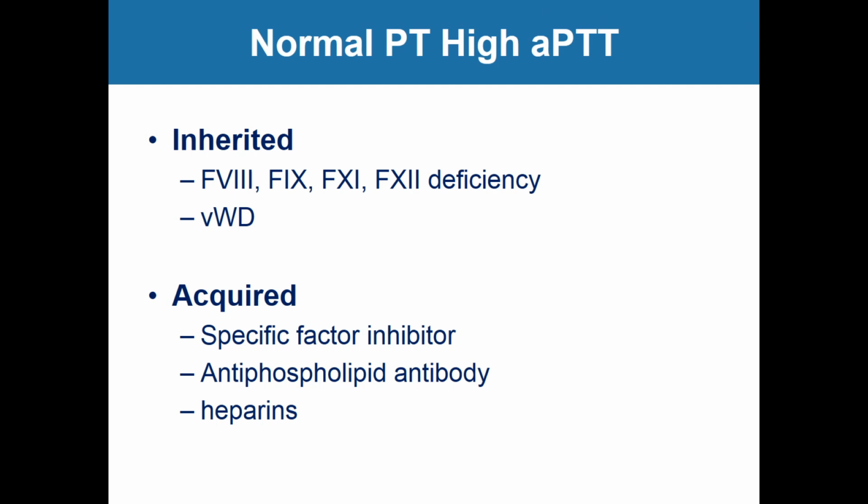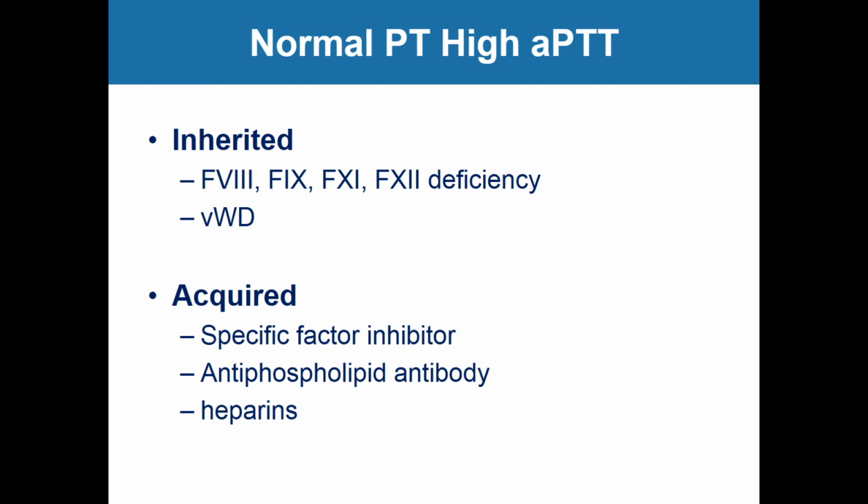moderate to severe von Willebrand disease can result in an elevated PTT because von Willebrand factor chaperones factor 8 and protects it from degradation. So low von Willebrand factor will result in low factor 8 activity and an abnormal PTT. There are rare inherited disorders of high molecular weight kininogen and prekallikrein that also can contribute to an elevated PTT with a normal PT.